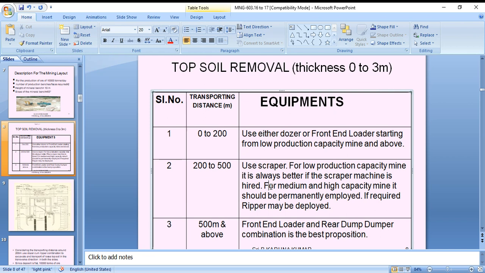It should be permanently employed if required. A ripper may also be deployed sometimes for other purposes. And coming to 500 meters and above, a front end loader and rear dumper combination is the best proposal. So these are the general equipment requirement conditions for removal of the OB.